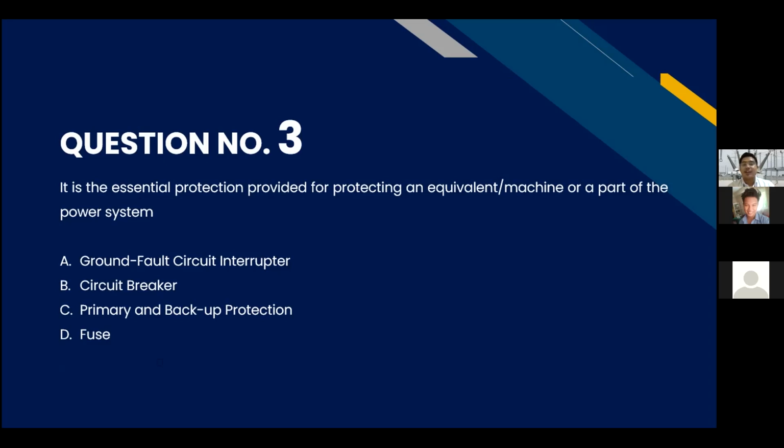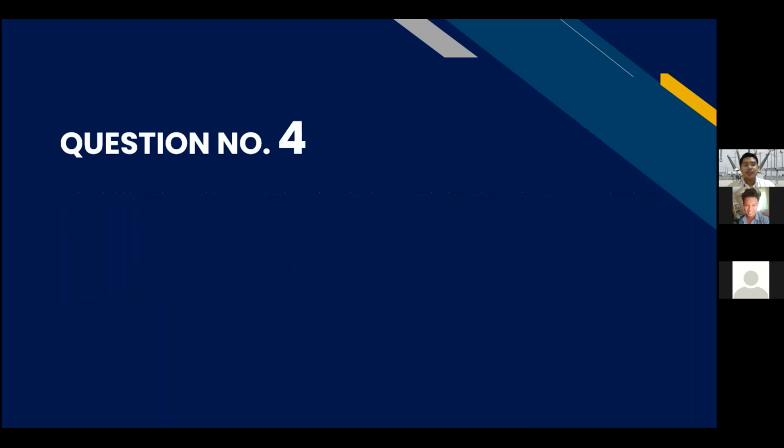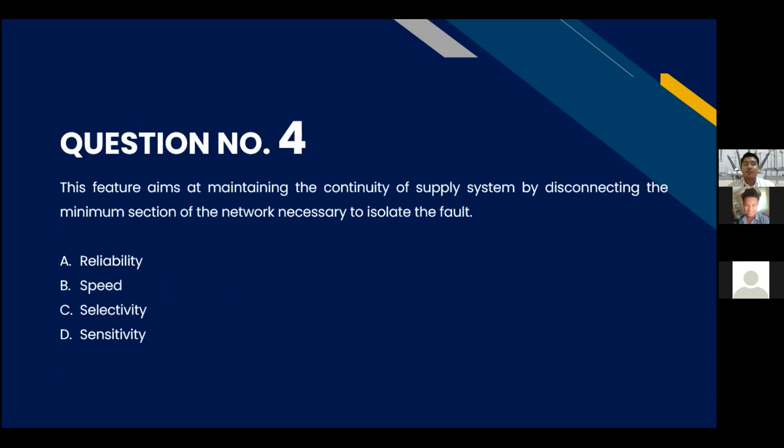The timer starts now. 5, 4, 3, 2, and 1. Time's up. For question number 4, this feature aims at maintaining the continuity of supply system by disconnecting the minimum section of the network necessary to isolate the fault. For letter A, reliability. For letter B, speed. For letter C, selectivity. And for letter D, sensitivity.